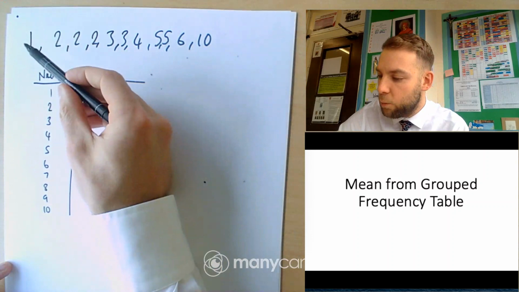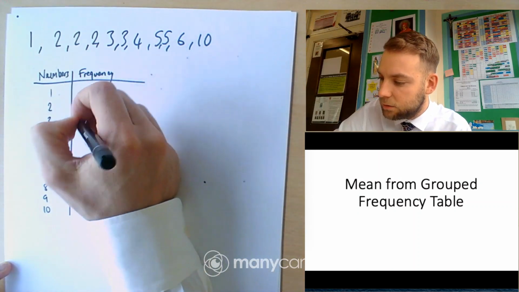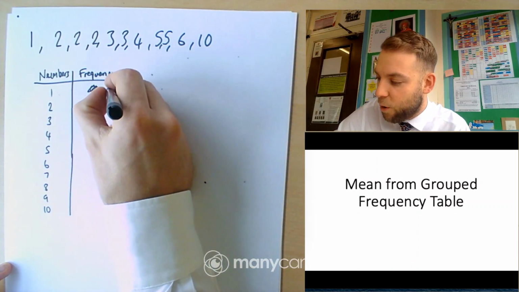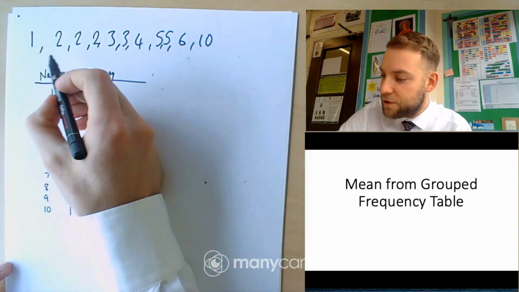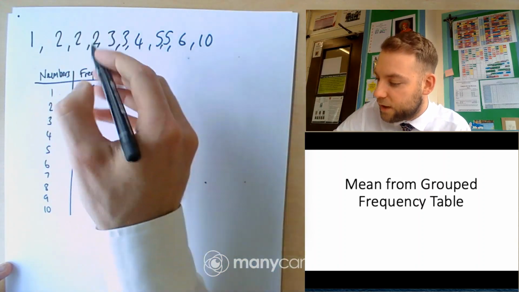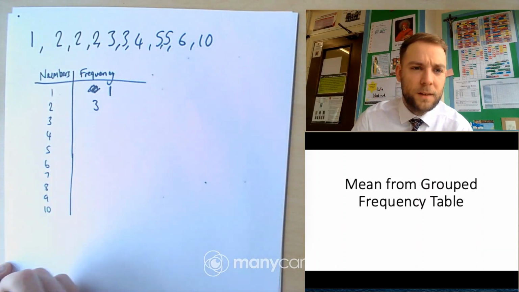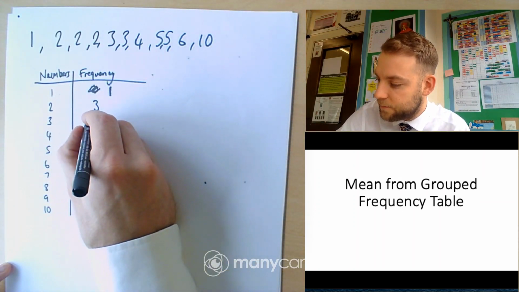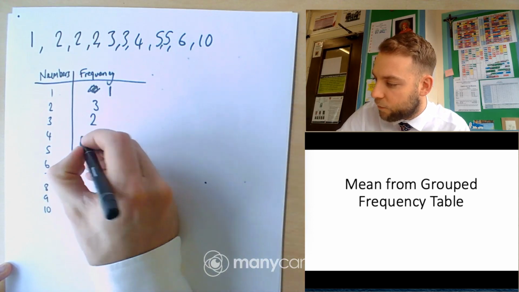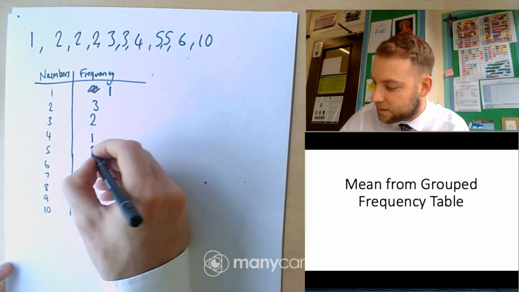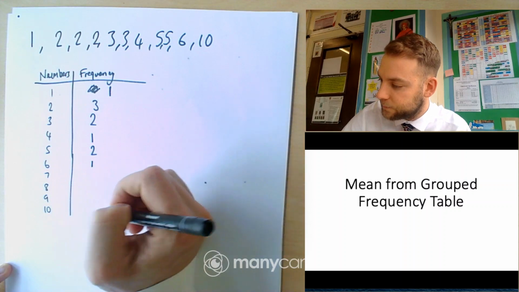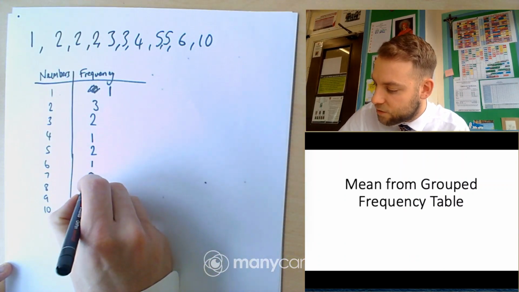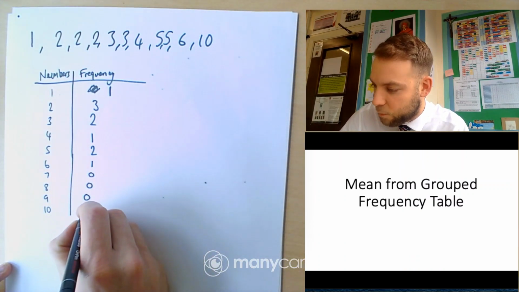So how many 1s have I got? Sorry, I've got 1 1. How many 2s have I got? Well, I've got 1, 2, 3 2s, so that will go there. How many 3s have I got? Well, I've got 2 3s. How many 4s? 1 4. How many 5s? 2 5s. How many 6s? 1 6. I've got no 7s, no 8s, no 9s, and then 1 10.